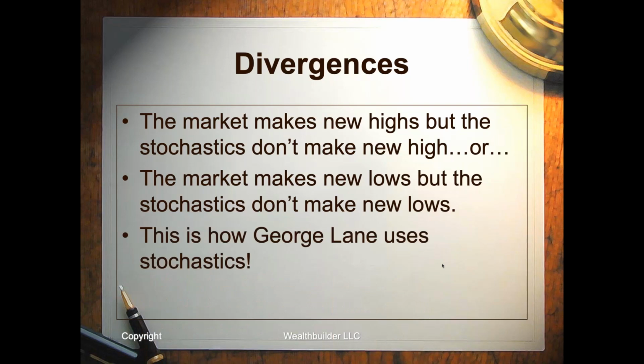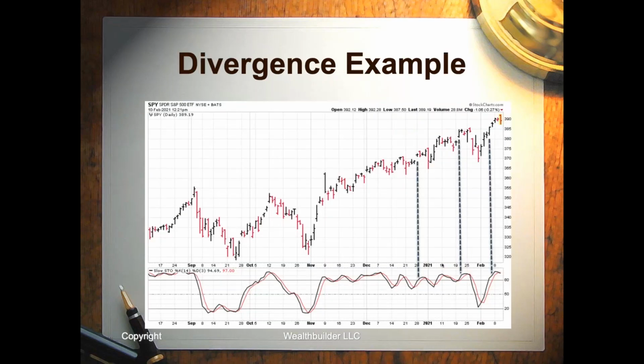Now, this is how George Lane uses stochastics, and he says it's damn near infallible. That's a strong statement, but it's pretty darn good, okay? All right, so let's take a look right here, and I'm going to go a little bit slow because I need you to really look at this. Where's my cursor? There we go. Okay, so I've drawn lines when the divergence occurs. So, for example, right here, the market makes a little rally up, okay? And it closes on this high right here.